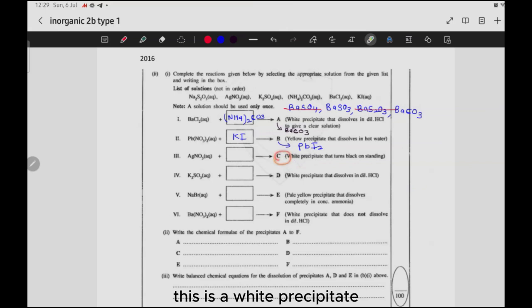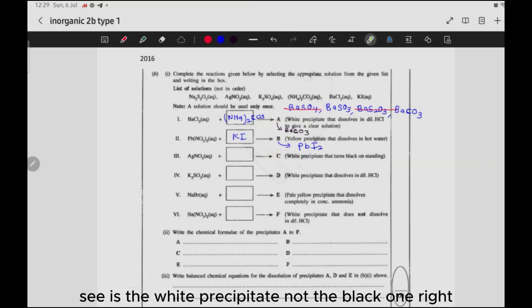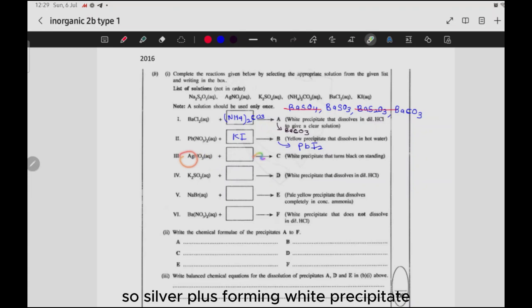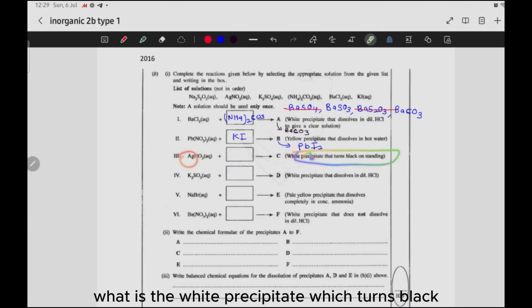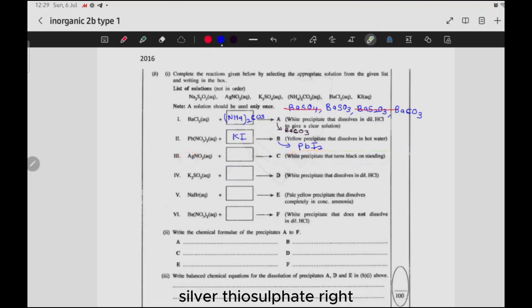This is a white precipitate. C is the white precipitate, not the black one, right? So silver plus forming white precipitate. What is the white precipitate which turns black? Silver thiosulfate, right? That is the only white precipitate which turns into black color, right?